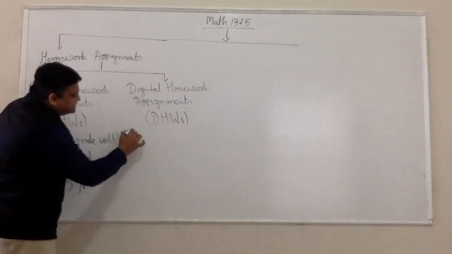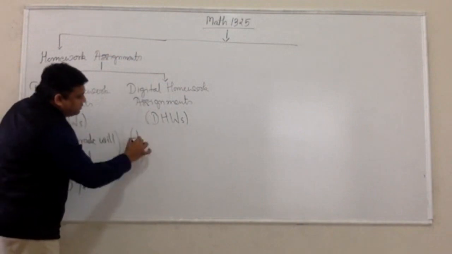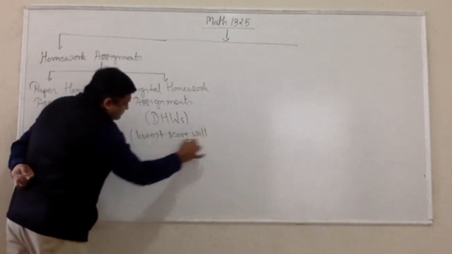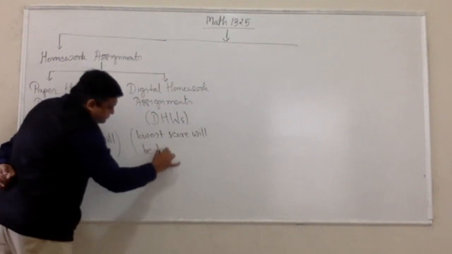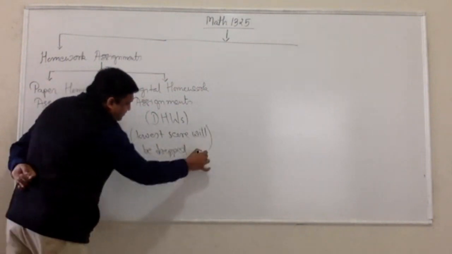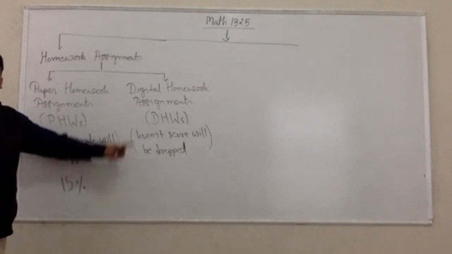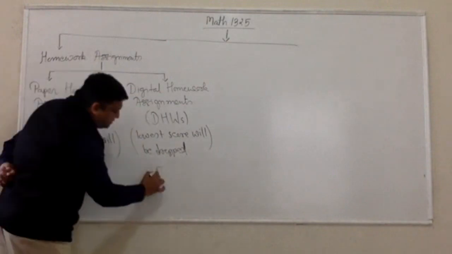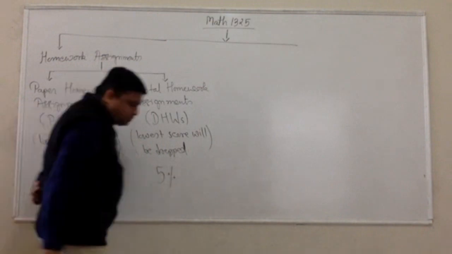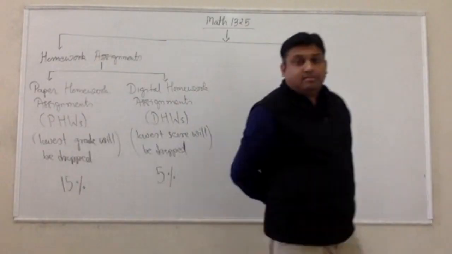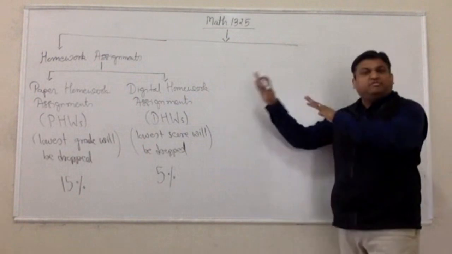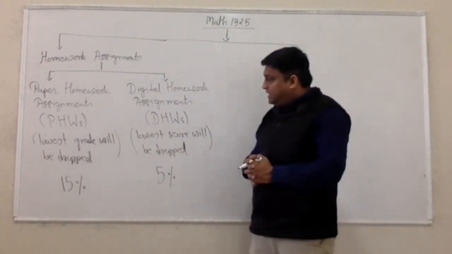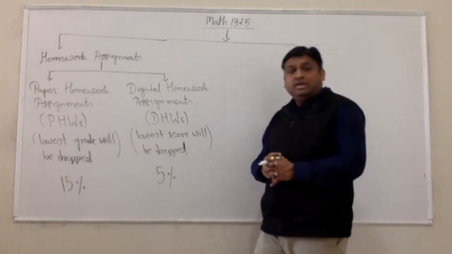Like the paper homework assignment, the lowest score will get dropped. So at the end of the semester, we are planning to drop one lowest digital homework assignment score as well. And this is going to contribute 5% towards your final course grade. All right, so that's altogether the first component of the course out of three with the appropriate weightage.